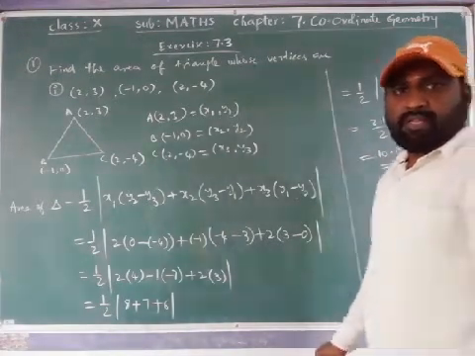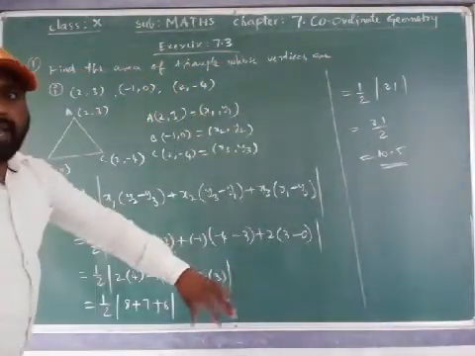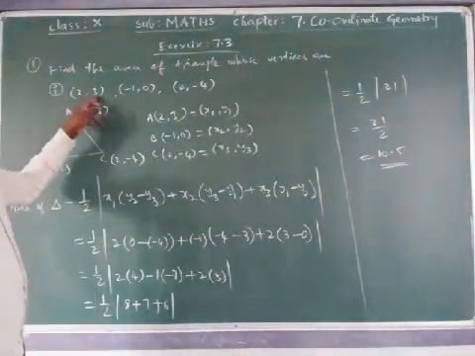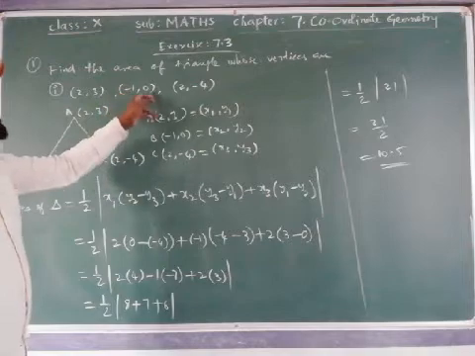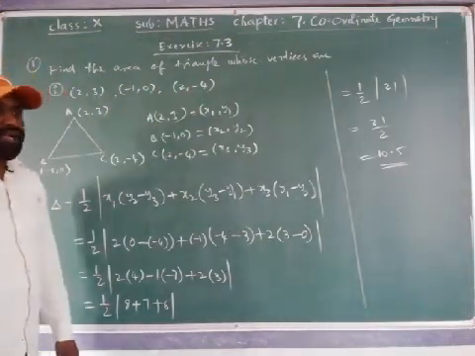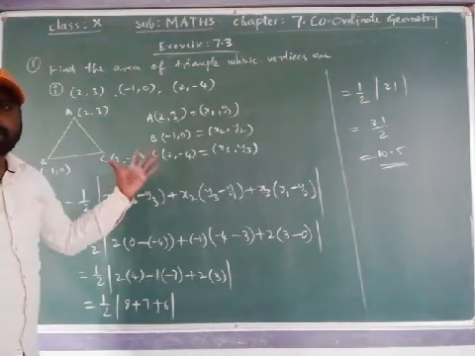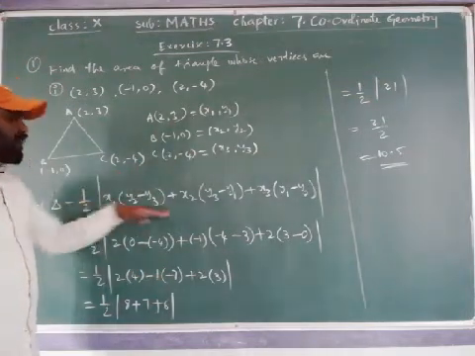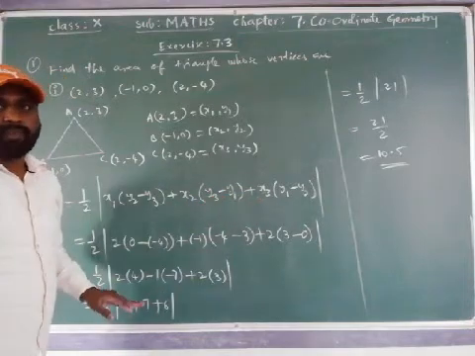10.5 square units. This is what? The area of the triangle whose vertices are (2, 3), (minus 1, 0), (2, minus 4). Understand how to find the area of a triangle when the 3 vertices are given? Just this formula. You have to remember this formula. Okay?